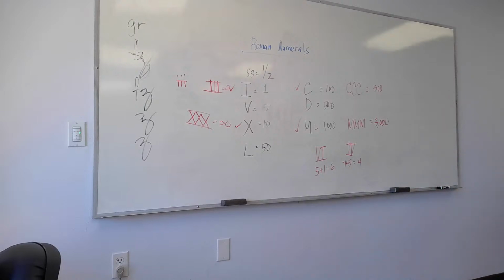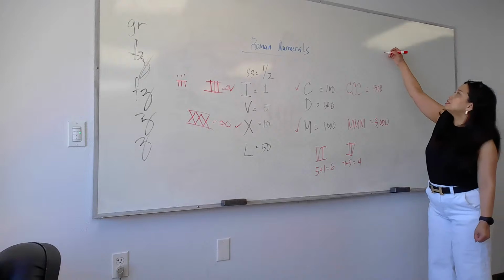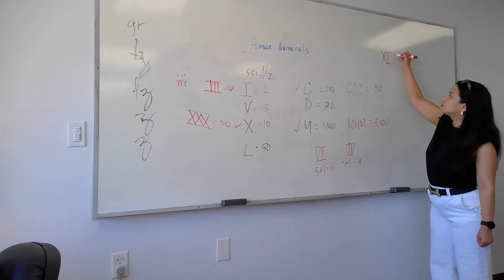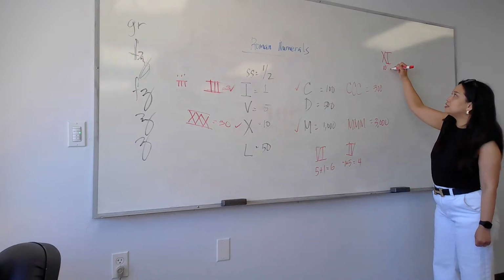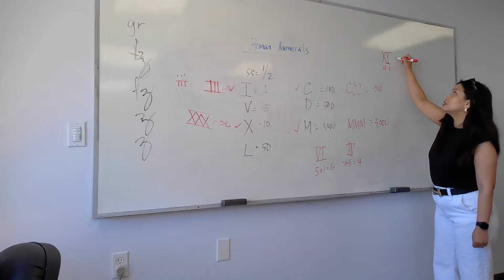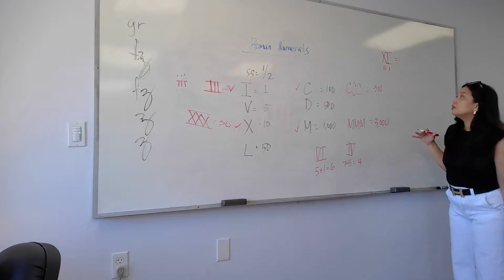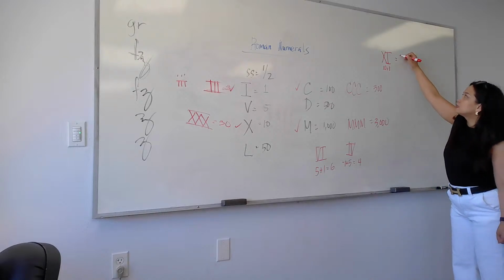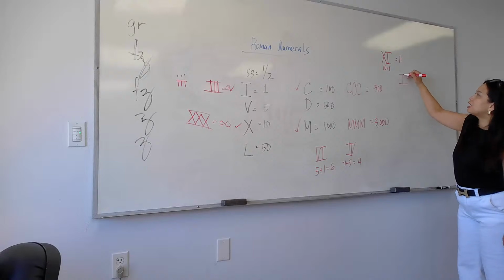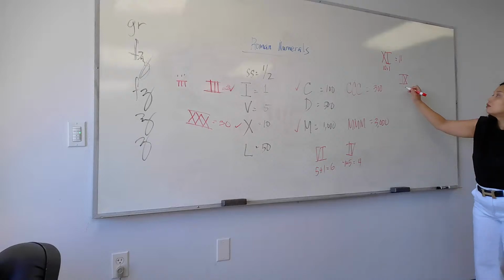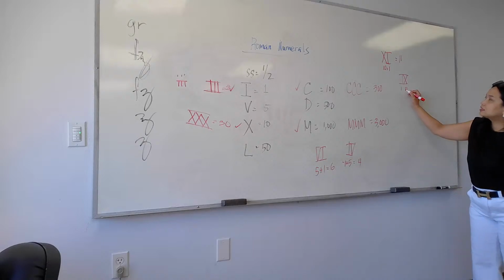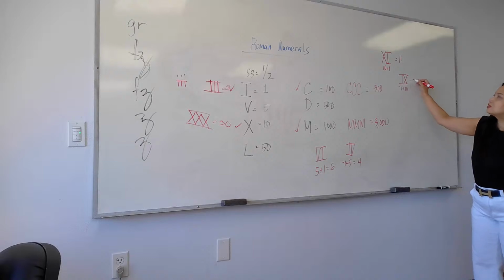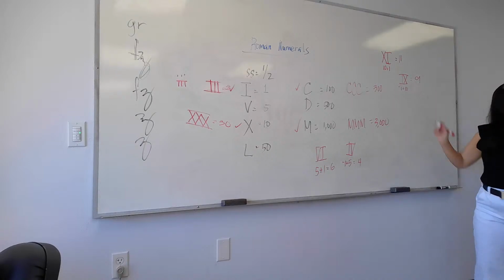Follow? Let's do another one. What's XI? X is 10. I is 1. Is it in higher to lower value? Yes. So this will be 11. What if it becomes IX? 1 and 10, this carries a negative sign, so this is equivalent to?